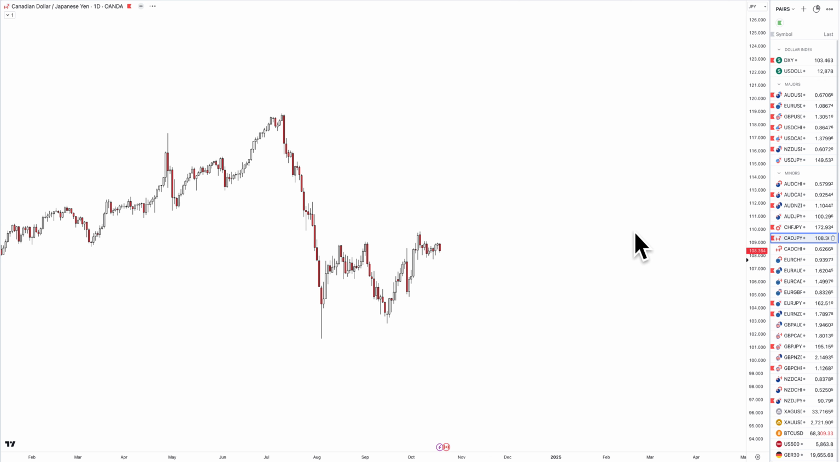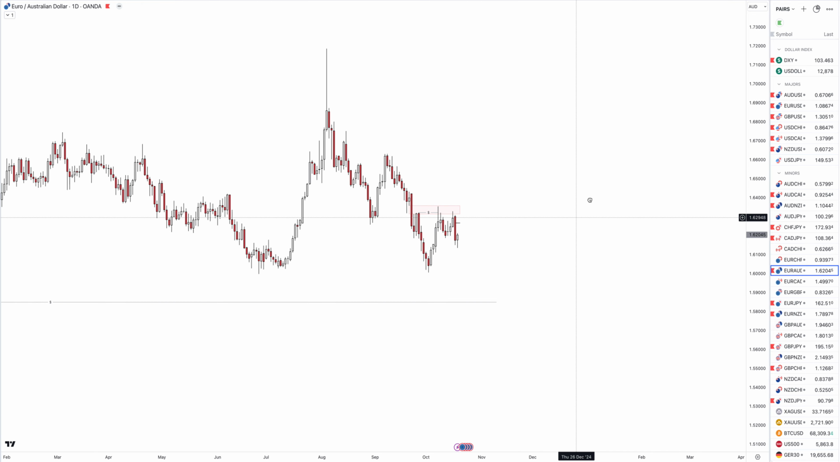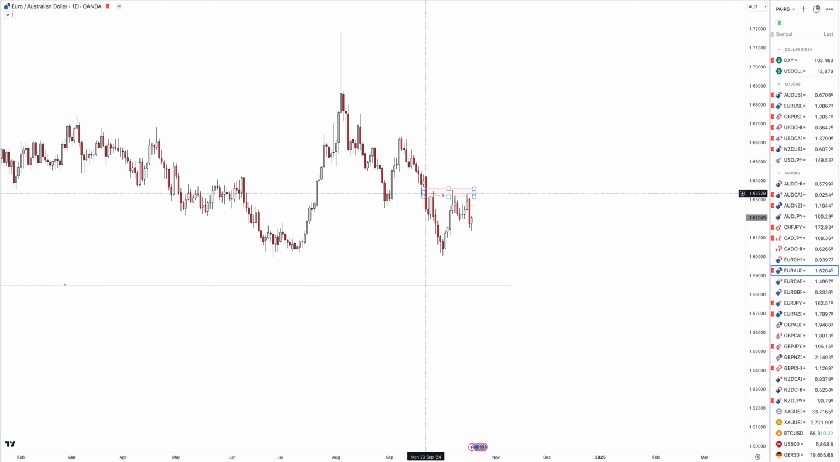Okay, exactly the same with CAD JPY. Daily time frame, we have an imbalance, previous resistance. Price could potentially come down, sweep these candles using previous resistance as support, tapping into this imbalance to then go long. Euro Aussie, we are rejecting off this level over here.